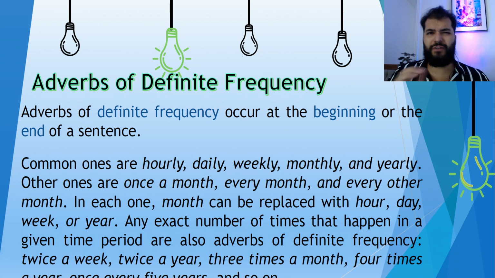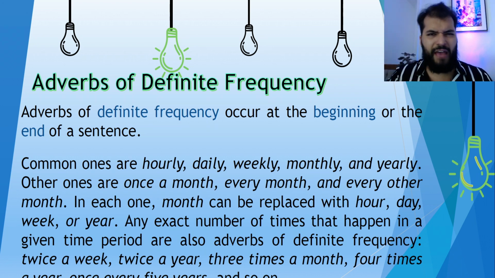These adverbs of definite frequency. The common ones are hourly. In Portuguese, hourly is like 1 p.m., 2 p.m., 3 p.m., 4 p.m., 6 p.m., and so on. We say hourly. Daily, weekly, monthly, yearly, once a month, twice a month, 3 times a month, or a day or a week. Okay? Every month or every other month.